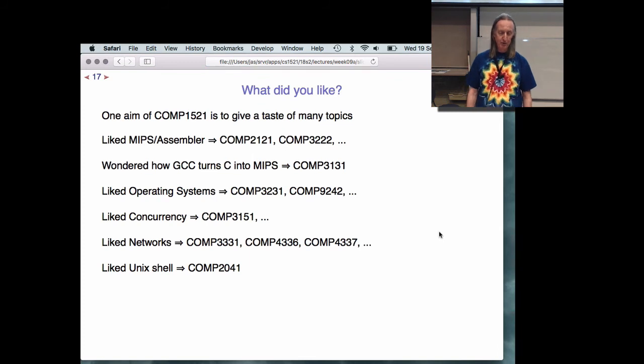Alright, so this is just this course, assuming that you pass. Then what do you do? Like I said before, one aim of 1521 is to give you a taste of a whole lot of different computer system related topics. Some of which you might like, some of which you might not like. If you really liked MIPS and writing assembly code, then I would consult a psychiatrist.